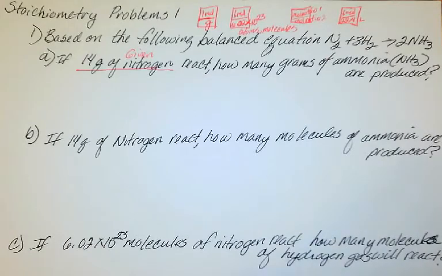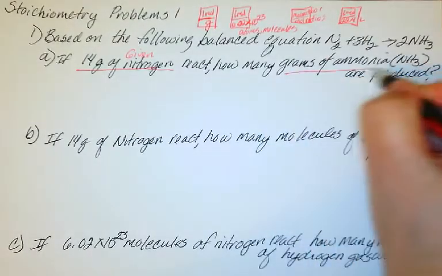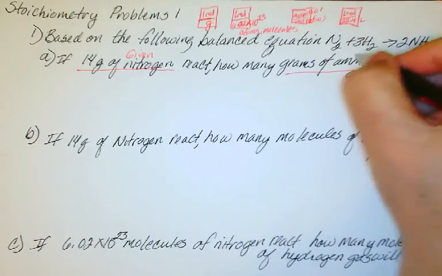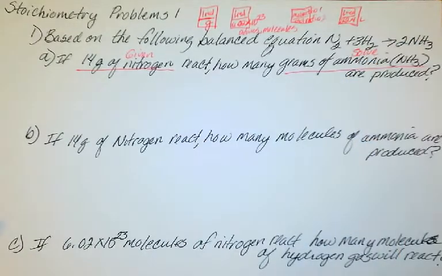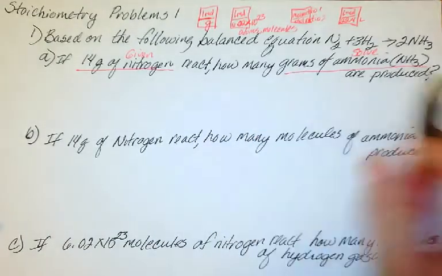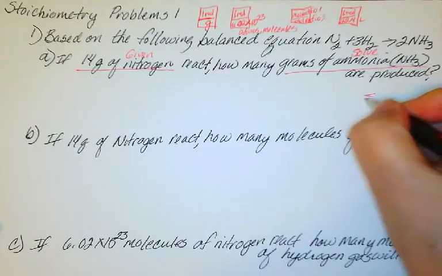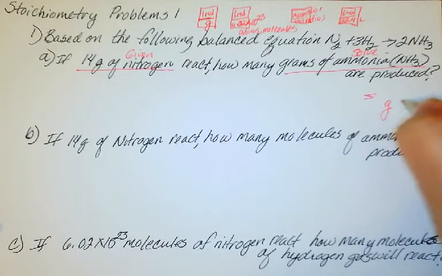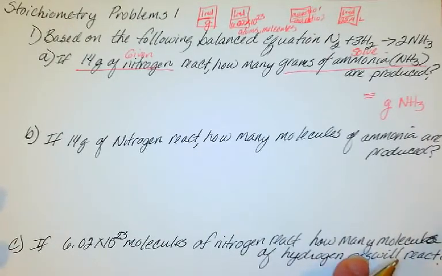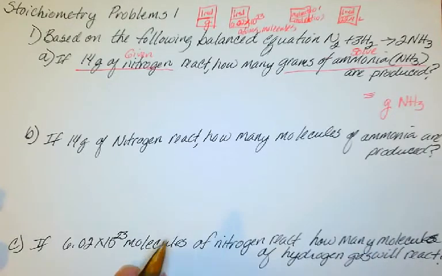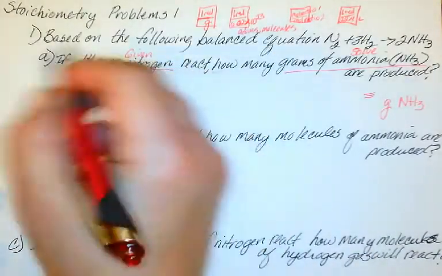What am I trying to solve for? It wants to know how many grams of ammonia, NH3. So this is what I'm trying to solve for. That means at the very end, I want an answer that says grams of NH3. If I have some other units or some other chemical, then it's not going to count. It's not the solution. It's not the answer to this question. All right. So let me begin with the given. You always start with the given.